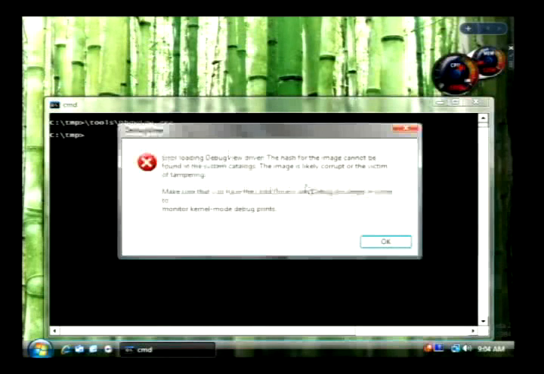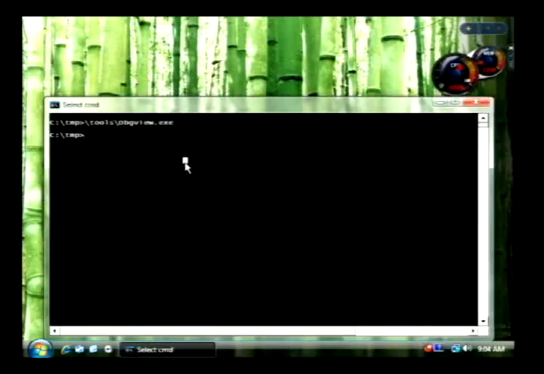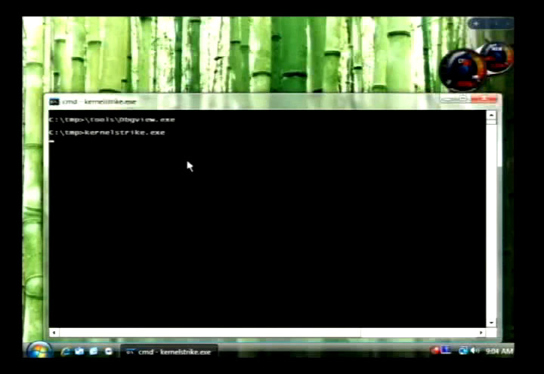We have a Vista Beta 2. We try to load DebugView, a standard tool from Sysinternals, which is not signed, of course, and we get an error message: error loading DebugView driver, because it's not signed. I guess in a few months it will be signed, right? So now we start the kernel strike attack.